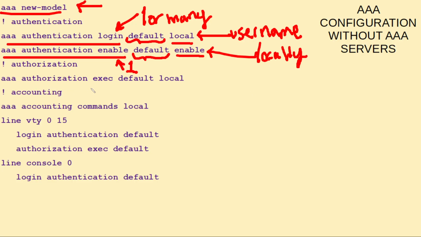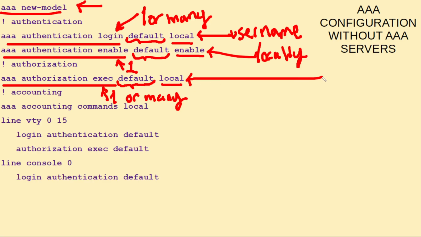For the authorization exec feature, we are going to create this method list that we are going to call default, that we are going to create with the command AAA authorization exec. For this feature, we may create one or many method lists, as many as we want. In this case, we only created one, and this particular method list only has one method. This method indicates that we are going to rely on the local user database that we created with the username command in order to grant exec permissions to users once they have been authenticated.